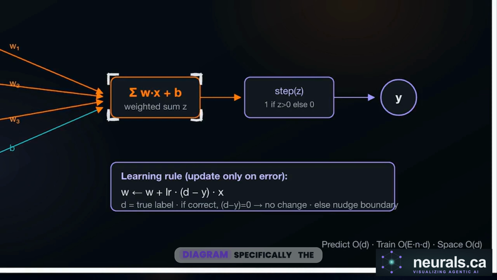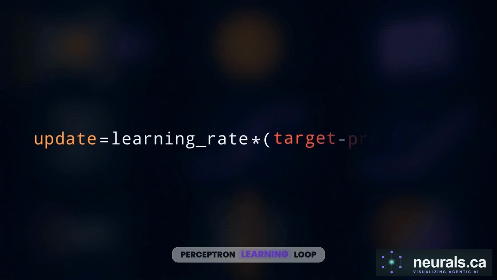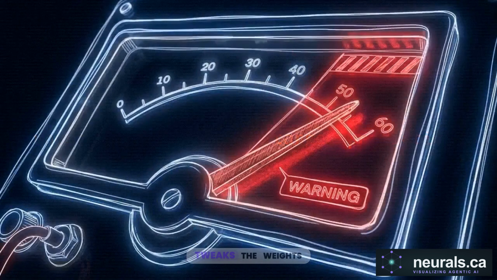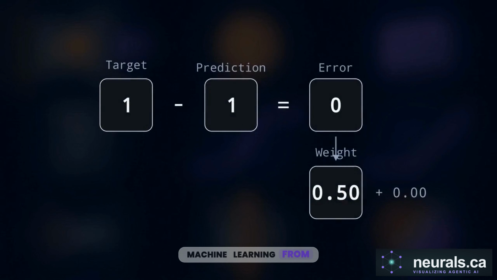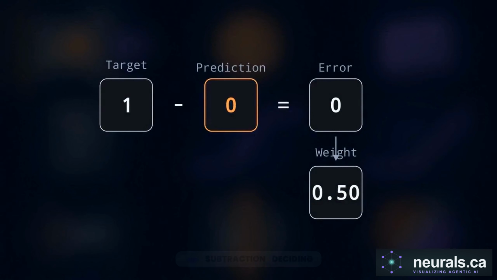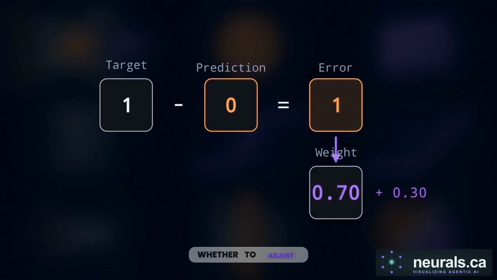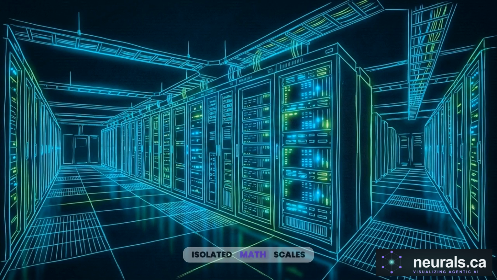Look back at our diagram, specifically the orange summation node and the learning rule at the bottom. This is where the actual learning takes place. In code, the perceptron learning loop hinges on this exact comparison and tweaks the weights if it got it wrong. At this level, a machine learning from experience is quite literally a line of subtraction deciding whether to adjust a number. This isolated math scales up directly into the deep learning architectures used in modern software engineering.